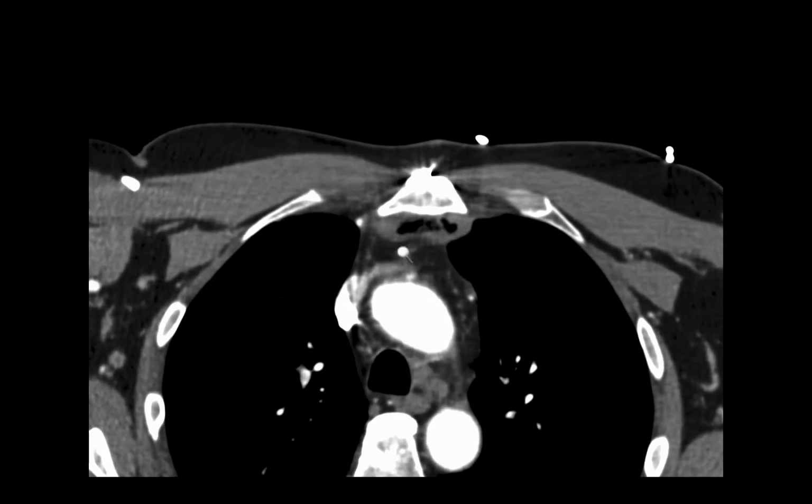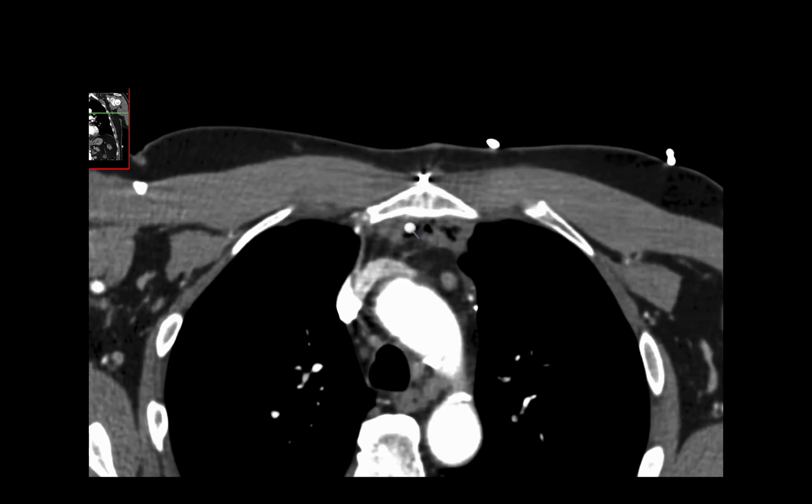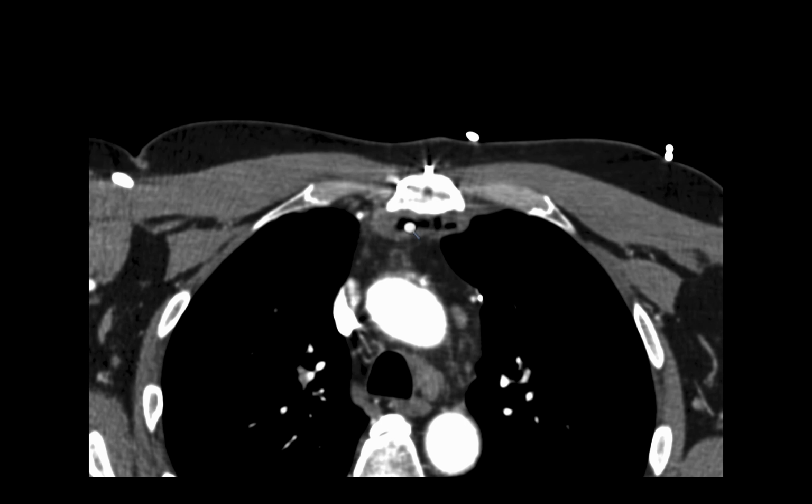Usually you see a little bit more stranding. I'd expect a little bit more enhancement, a little bit more liquid component in here. But depending on the abscess, where it is in its formation, if it's been treated at all. But it's important to always correlate with the operative notes.